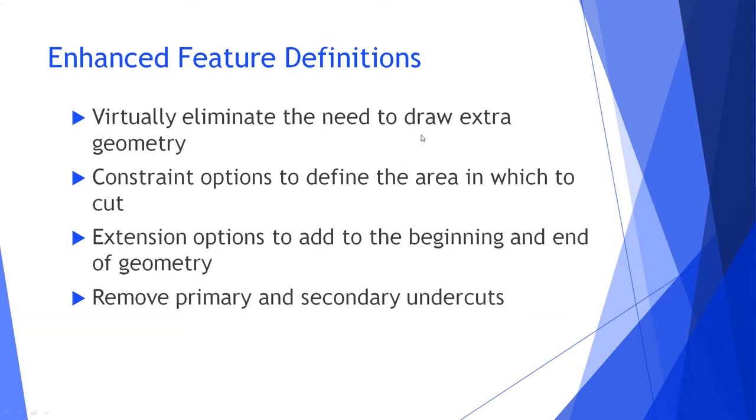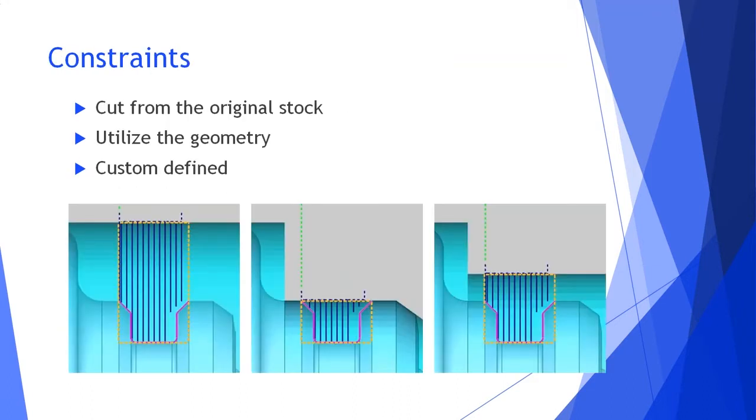We eliminated a lot of extra drawing options. We added constraint options, and a constraint option is the ability to just tell it where you want the toolpath to go to. You are able to do that. So first we'll cover some of the constraint options in particular.